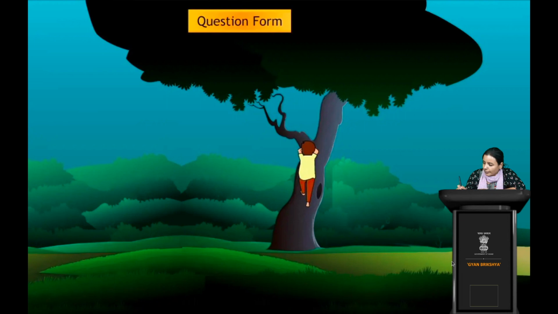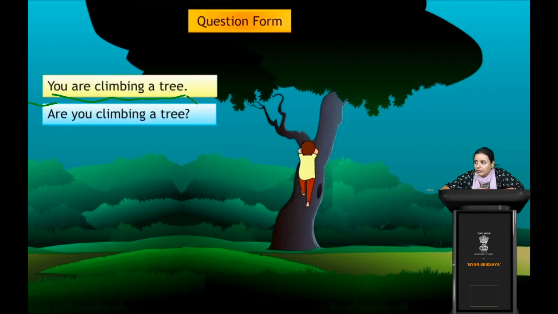Now see, what is this? You are climbing a tree. Are you climbing a tree? The verb will come first, and then everything will remain constant, and the question mark symbol will appear in the last. Clear?